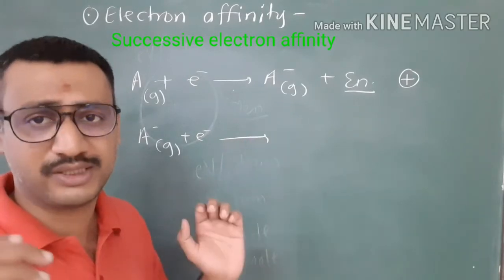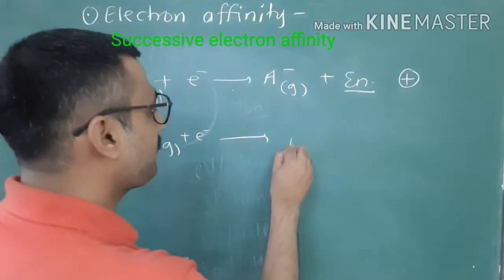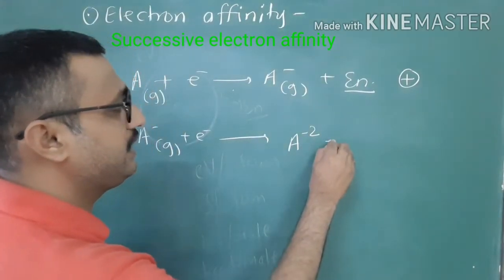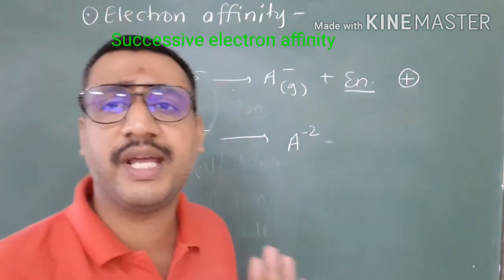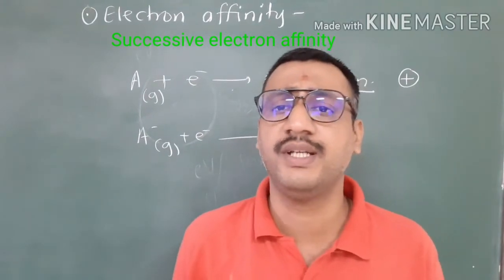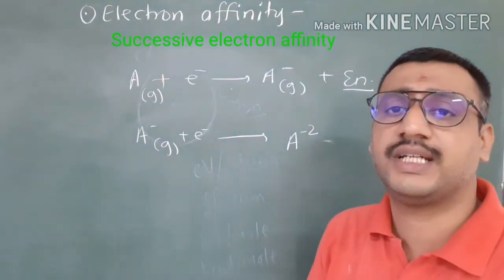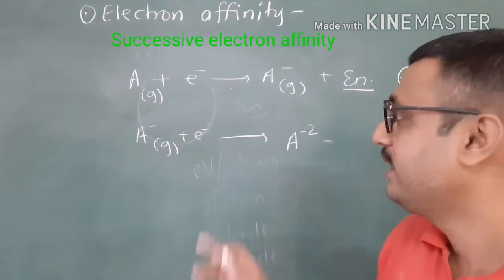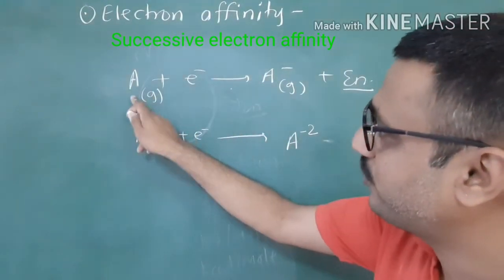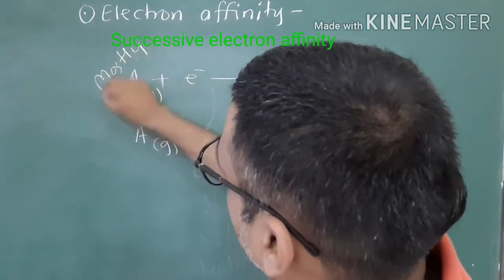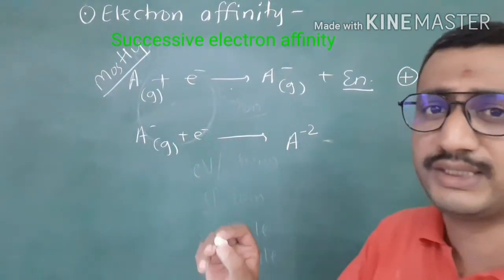Electron repulsion occurs. That's why here there is a formation of A minus 2, but in this case energy will not get released, here energy is absorbed. Students, try to understand. In the first case, when we put an electron... now, please make a note of these things.